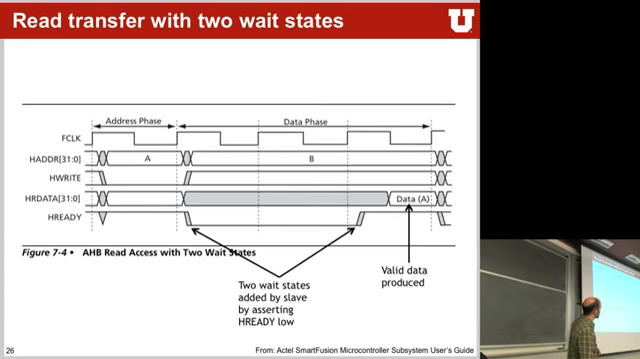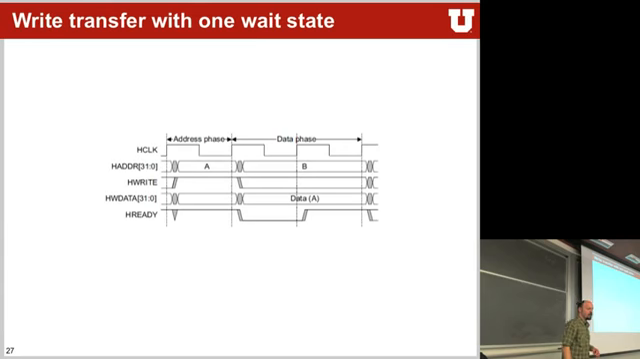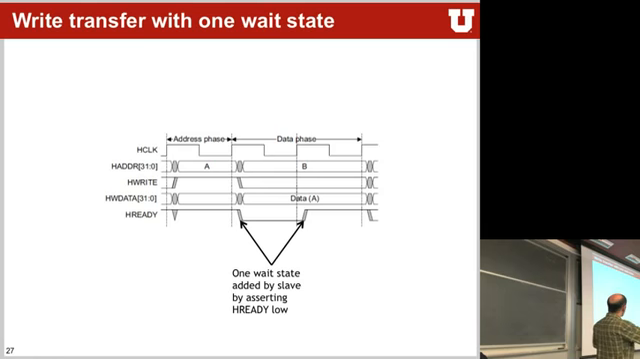Okay. So with one wait state, very similar. Again, we have the transition down here. HREADY gets pulled down. The peripheral tells us that we have to wait. The data has to be held constant until it's picked up again in the next clock tick. Valid data over here.